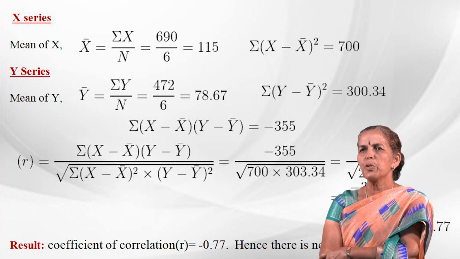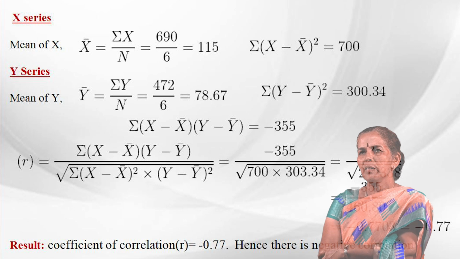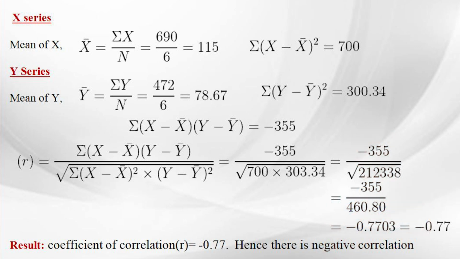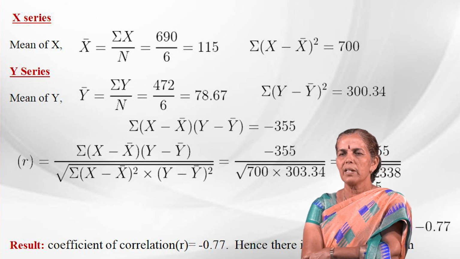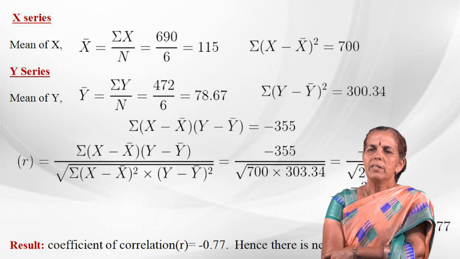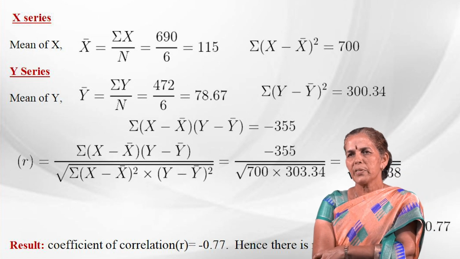So after taking the root, we got 460.80 in the denominator. Numerator, as it is, minus 355. After dividing, we got minus 0.7703. For two decimal correction, we take it as minus 0.77. The correlation coefficient r equals minus 0.77. Hence, we can say that the relationship between the two variables is negative.